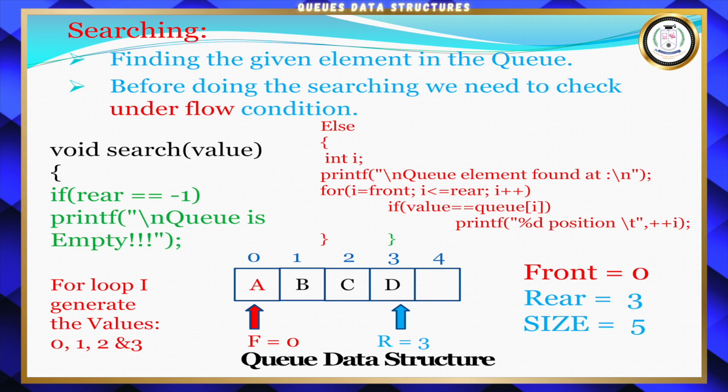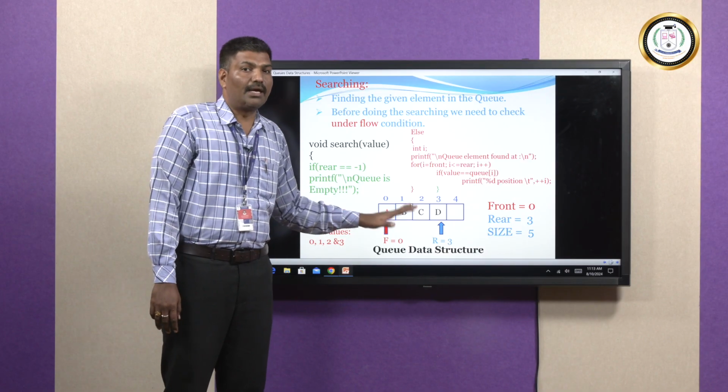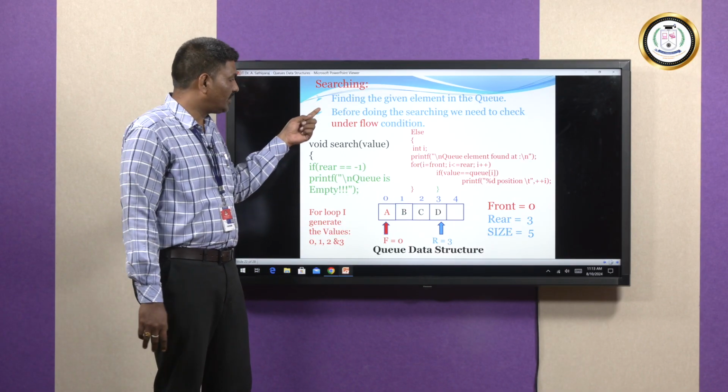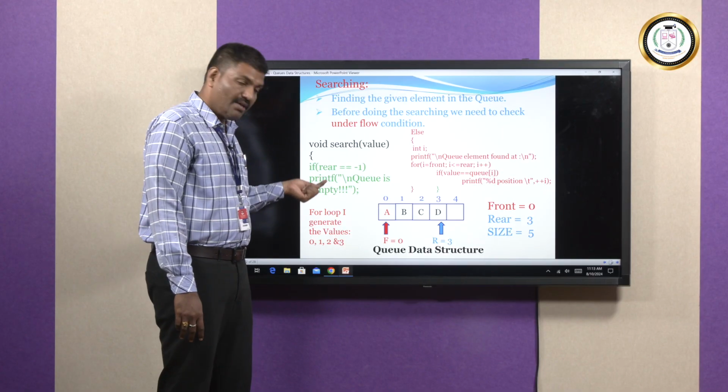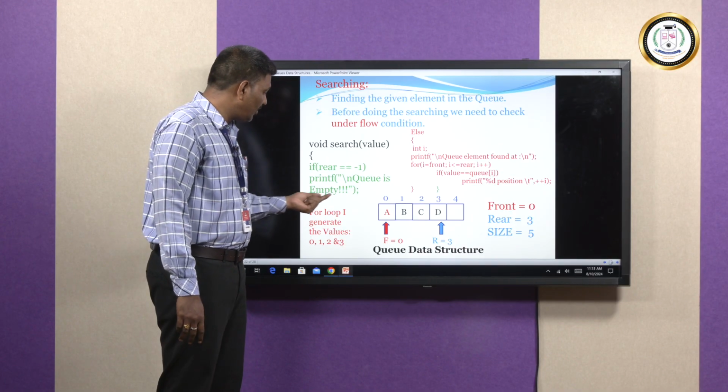So here the next operation is searching, finding the given element in the queue. In searching also we need to check whether the queue is empty or not. If the queue is empty, we cannot perform the searching operation. Okay, so that is what we are checking, similar to deleting. The same condition only I have written here.